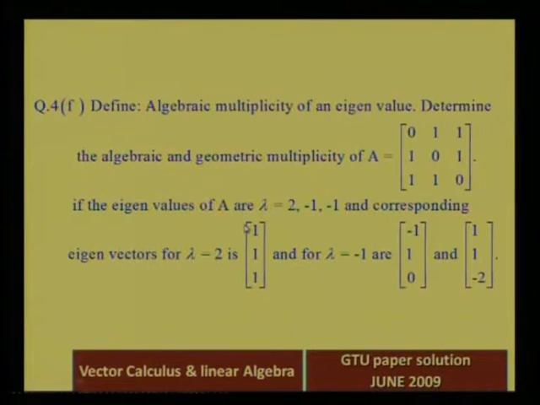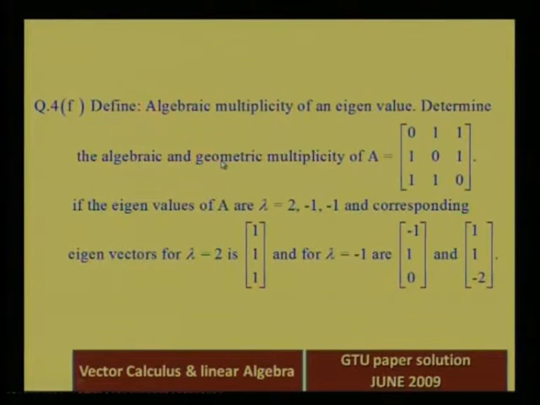If the eigenvalues of A are 2, -1, -1, and the corresponding eigenvector for lambda equal to 2 is (1, 1, 1), and for lambda equal to -1 are (-1, 1, 0) and (1, 1, -2). So first of all we have to define the algebraic multiplicity of an eigenvalue.